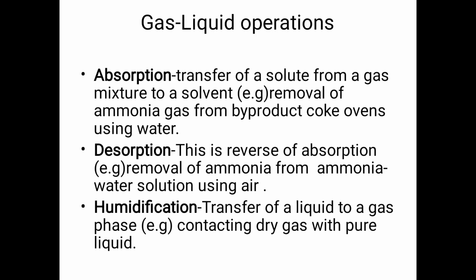In the absorption process, what will happen? The transfer of solute from a gas mixture to a solvent. For example, the removal of ammonia gas from the byproduct of coke ovens using water. Here, water is the solvent and ammonia gas is the solute. Desorption is the reverse process of absorption. An example is the removal of ammonia from ammonia water solution using air.